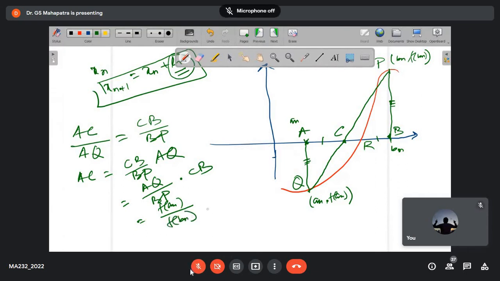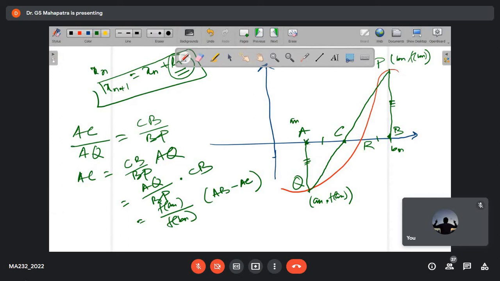F of Bn. What is CB? Can we write this as AB minus CB, sorry, AB minus AC, correct? AB minus AC. What is AB? Bn minus An. Fine.